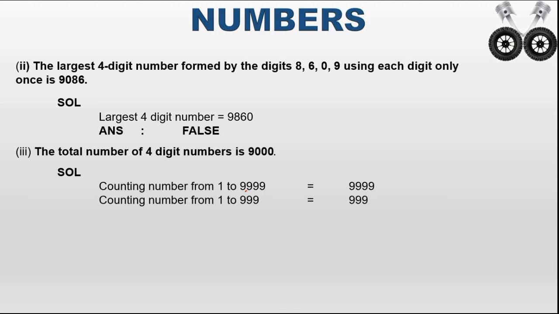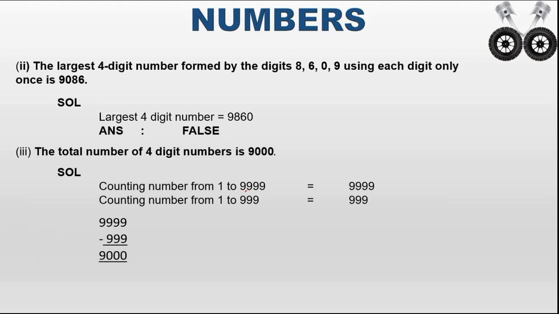So I am counting the numbers from 1 to 9999. How many numbers can I get? I can get 9999 numbers. Again, I am counting the numbers from 1 to 999. So how many numbers are there? There are 999 numbers. What is the question? I have to find only the 4-digit numbers. So I can subtract the largest 3-digit number from the largest 4-digit number. When I subtract these two numbers, I get the answer as 9000.